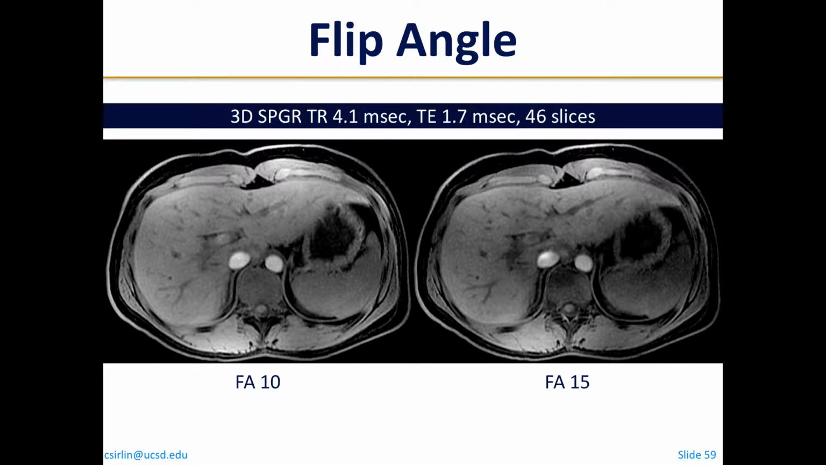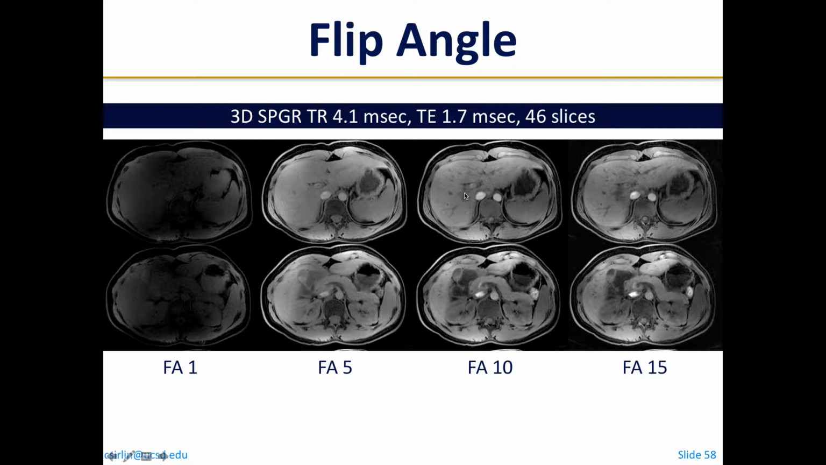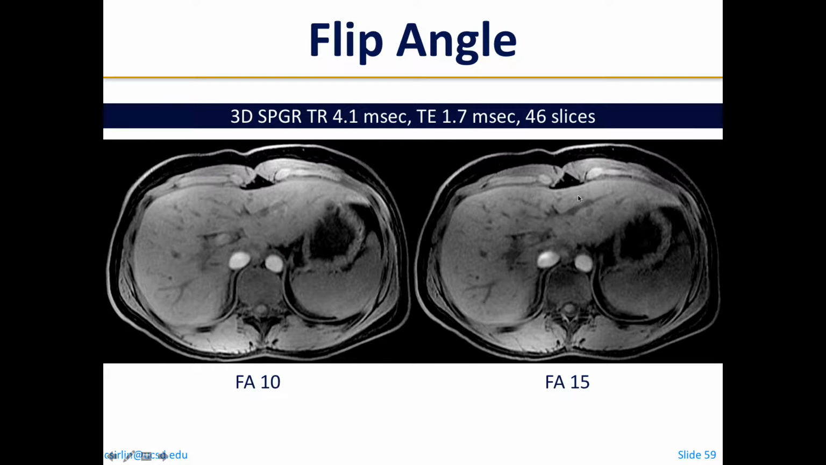And now what I want to show you is a flip angle of 10 versus a flip angle of 15. This is actually the same images here. What I'm trying to show is that a flip angle of 10 has higher SNR than a flip angle of 15. Now I know that you probably don't believe me. You probably still don't believe that a flip angle of 10 has higher signal to noise than a flip angle of 15. Now these images were acquired with exactly the same everything except for the flip angle.